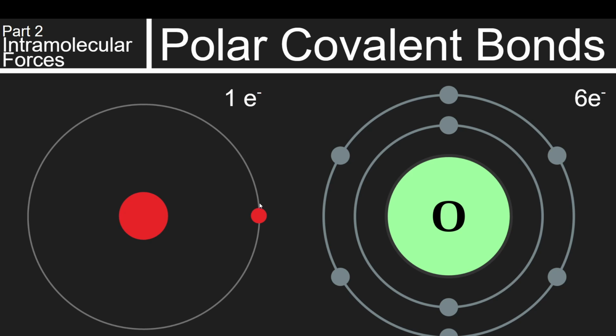If you take away this electron from the hydrogen, all you're left with is a proton. So it's very common in chemistry for the H+ ion. When hydrogen has one less electron than it should, it's just called a proton. So again, hydrogen is 1 and oxygen is 6.